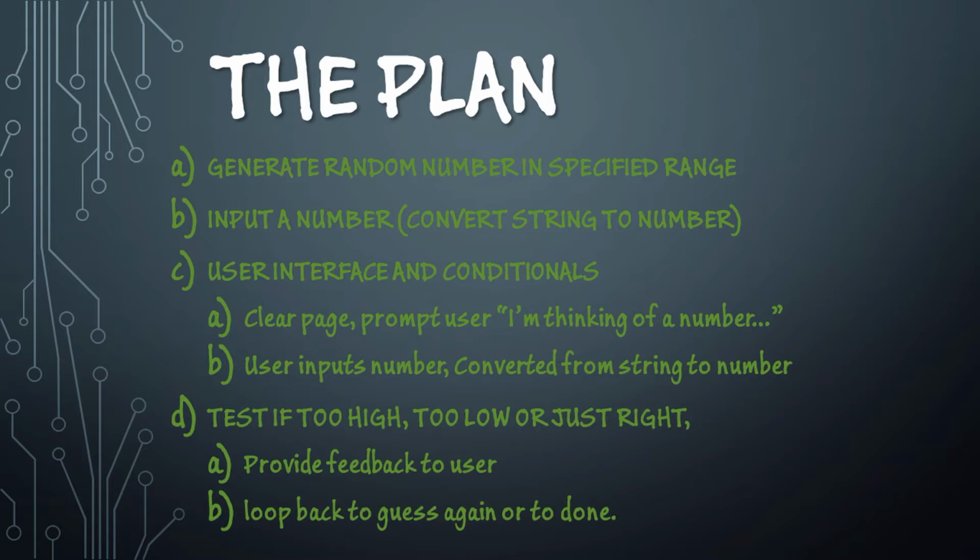We have to test that input to see if it's too high or too low, or if it's just right. So maybe we'll call that the Goldilocks function. And we'll provide feedback to the user about if they were correct or incorrect, and we'll loop back to do it again, or we'll jump to done if they guessed right.